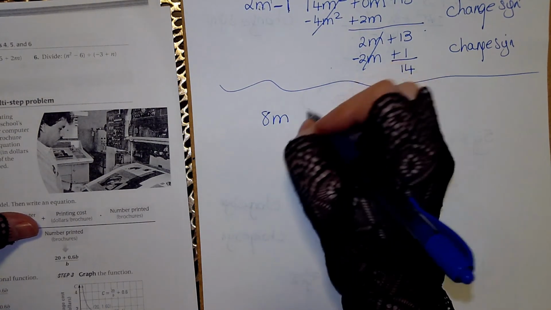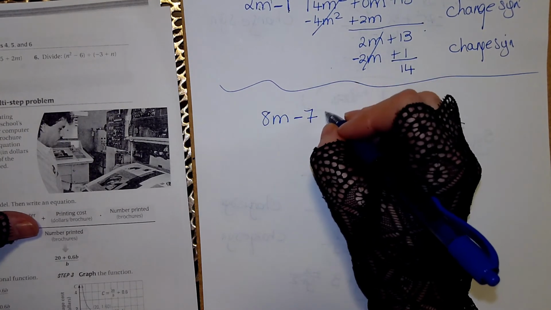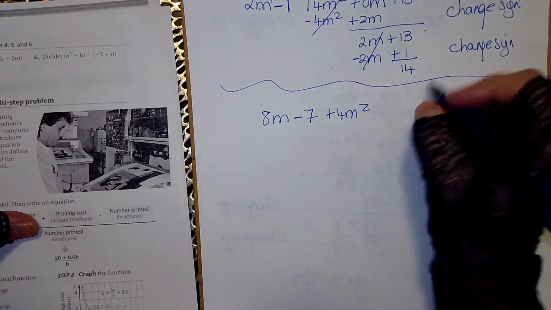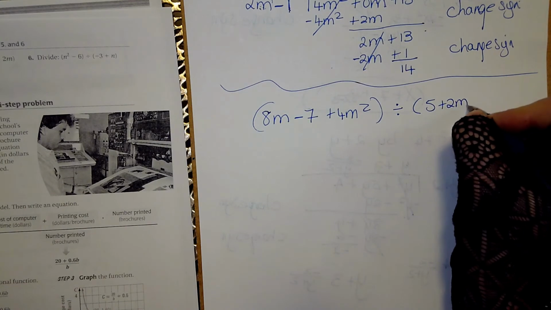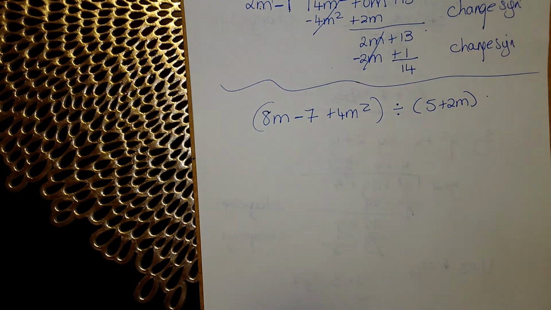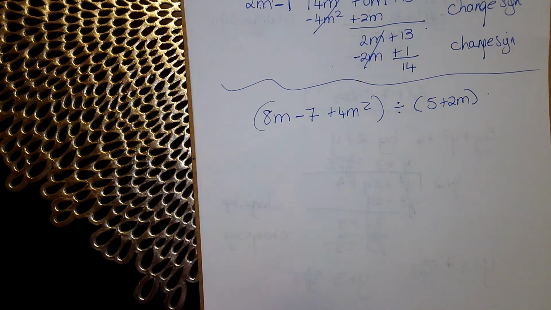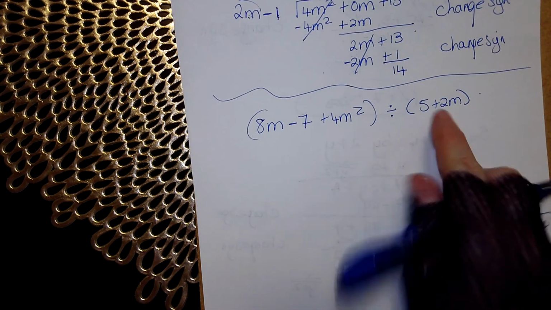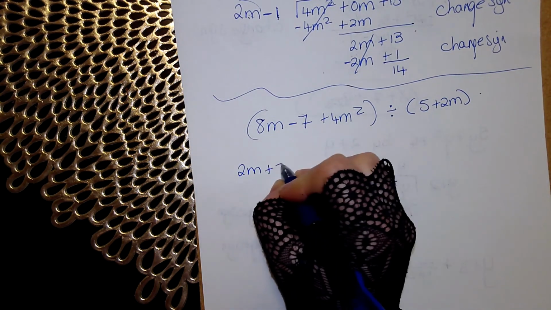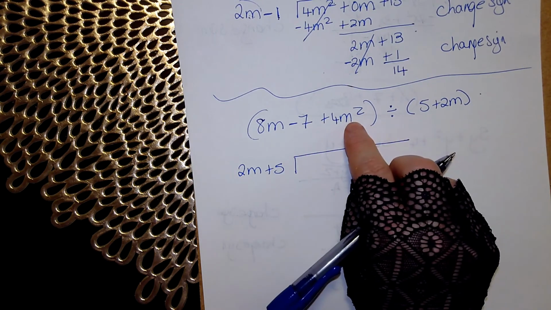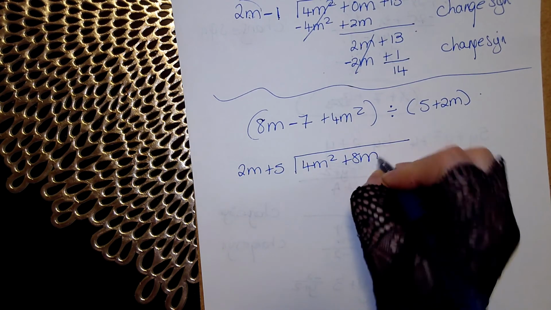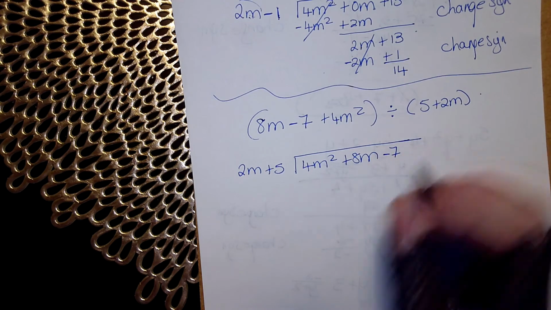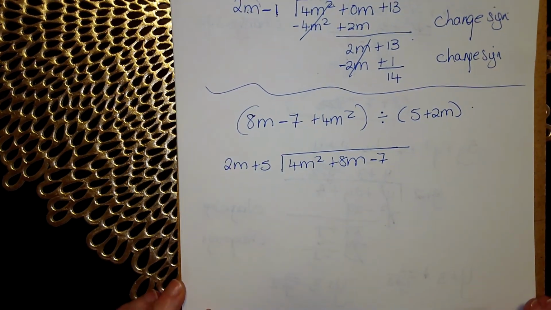Last one that I'm going to do, 8m minus 7 plus 4m squared. And they can write it like this, divided by 5 plus 2m. Okay, so I'm dividing the 5 plus 2m into the 8m minus 7 plus 4m squared. So I look at this and we're out of order here. So I'm going to write this correctly. 2m plus 5, that's the correct order. Then I'm going to put this in correct order. 4m squared plus 8m, nothing's missing, and then minus 7. But it has to be in the correct order. If you don't, you won't get it right.